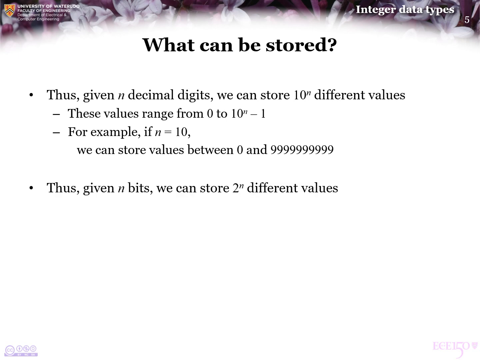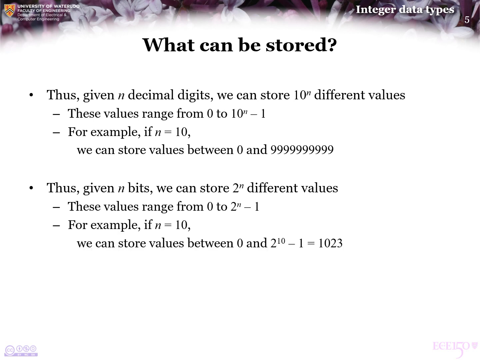Given n bits, we can therefore store 2 to the n different values using these n bits. This gives us a range from 0 to 2 to the n minus 1. So for example, again, if n was equal to 10, we could store values between 0 and 2 to the 10 minus 1, which is 1023. Visually, these are the 2 possible extreme values of such a range, all zeros all the way up to all ones.